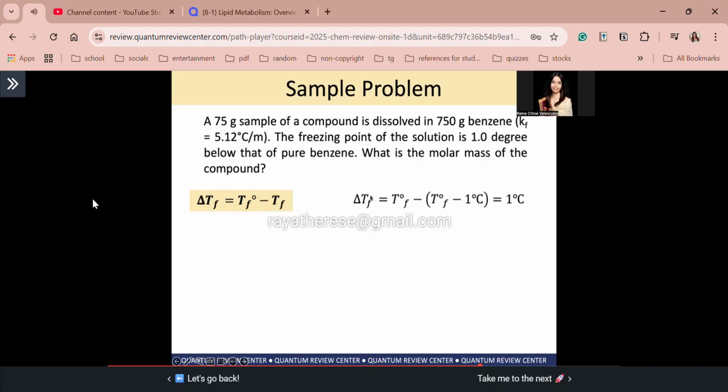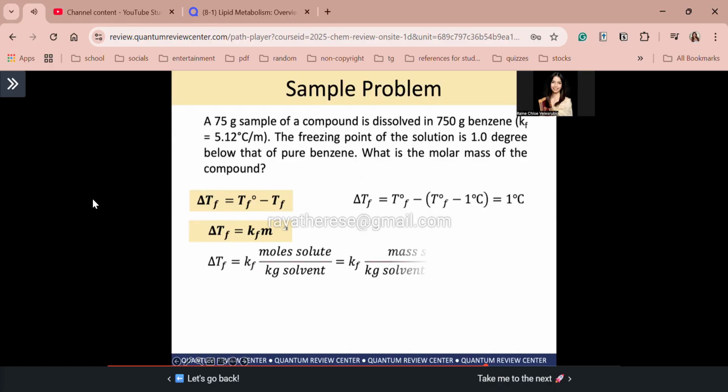So, let's solve. The change in the freezing point is equal to the freezing point of the pure benzene, the solvent, minus the freezing point of the solution, which is just 1 degree below that of pure benzene. So, if this is the freezing point of the pure benzene, then 1 degree below is just T naught F minus 1 degree Celsius. So, just distribute, guys. It becomes T naught F minus T naught F plus 1 degree Celsius. Of course, guys, T naught F cancels out. So, the change in the TF is just equal to 1 degree Celsius. Always be careful there, guys. 1 degree Celsius. So, we can now solve for the molar mass using the molality.